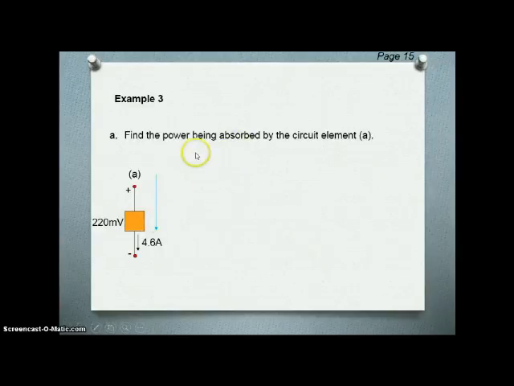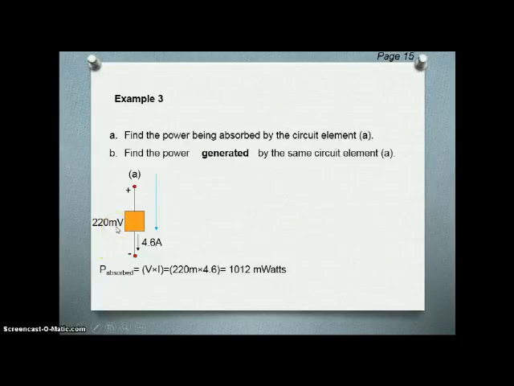And that is the question: calculate the power being absorbed. So since the situations are the same, the equation is simply V multiplied by I, and you get 1012 milliwatts because the voltage is given in milli.